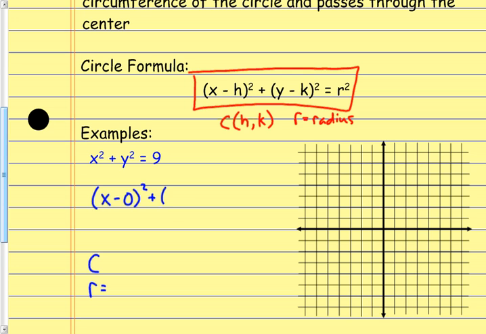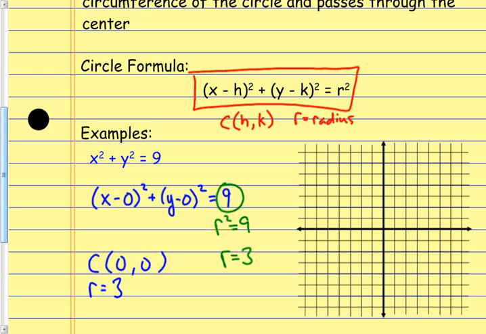Let me try that again. Y minus 0 squared. And then keep in mind here, this is a 9. That's my r squared. So when I look at this thing, I can see (h, k). So the center right here is (h, k), which is (0, 0). The radius, again, this right here is my r squared, so r squared equals 9, which in order to find my r value, I have to take the square root of each side, so r would equal 3 in this scenario.